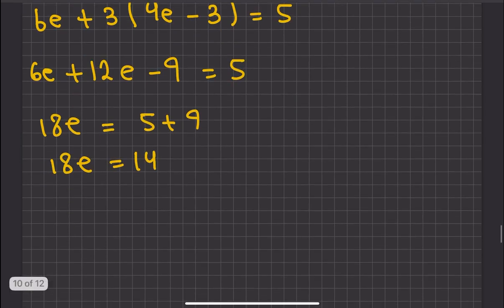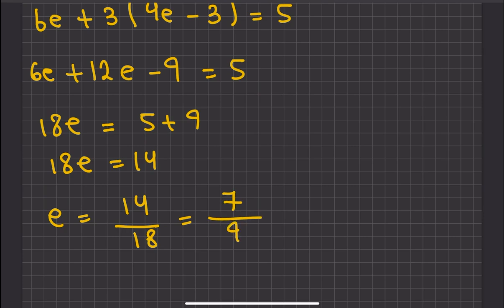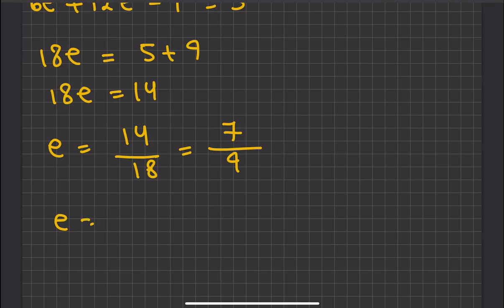In order to have just e, I'm going to divide both sides by 18. So I'm going to have e equals 14 divided by 18. I'm going to simplify it. I can see both of them are divisible by 2. So 14 divided by 2 is 7 and 18 divided by 2 is 9. So e equals 7 over 9. This is what I have for e.